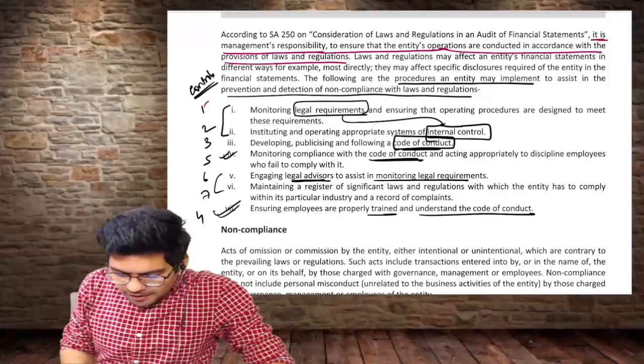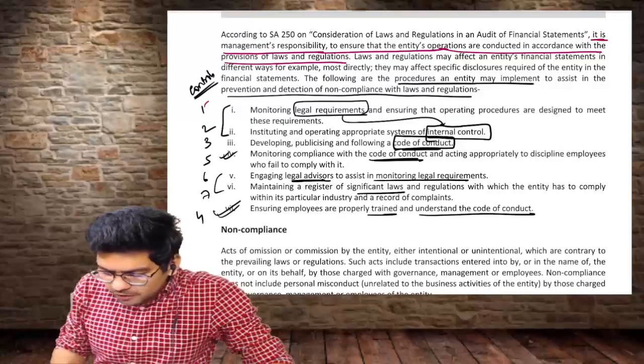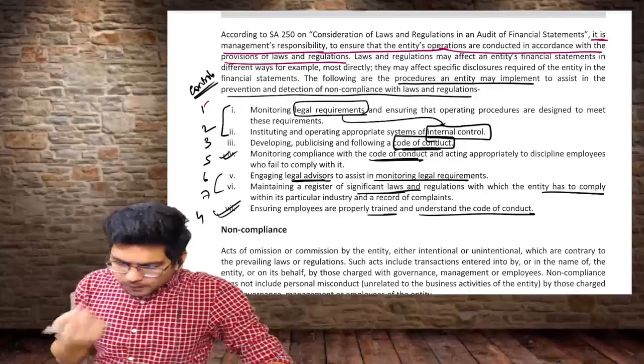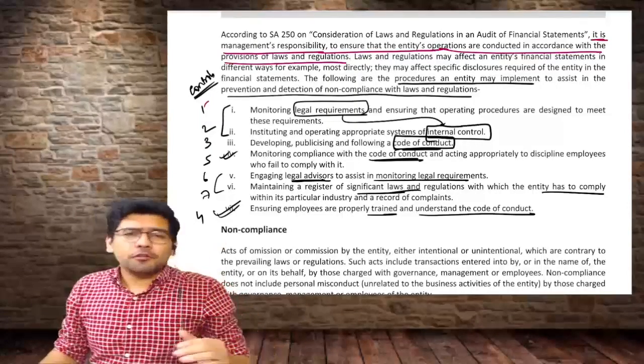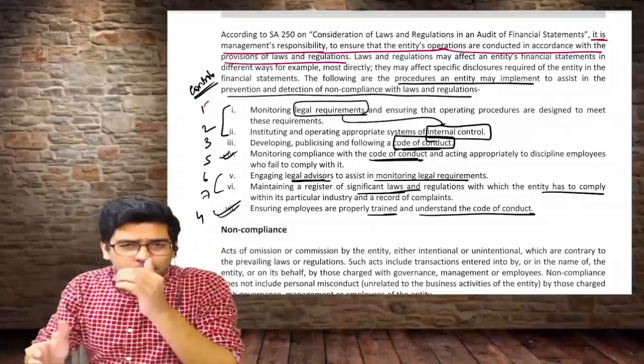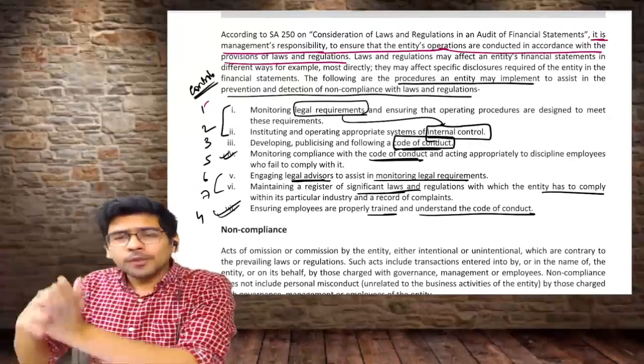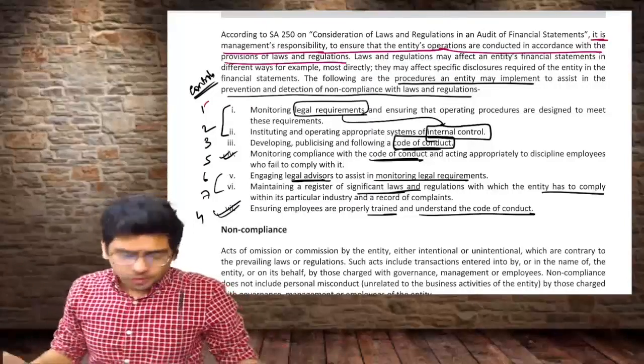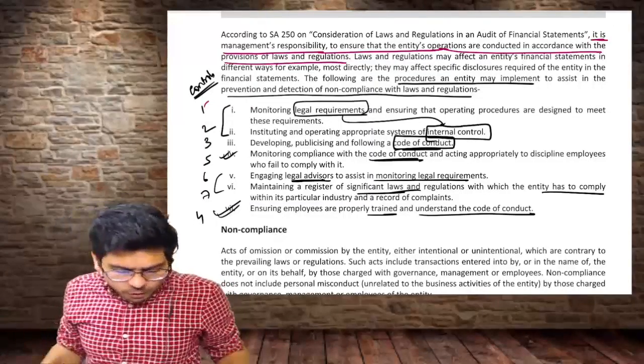And 7, maintain a register of significant laws and regulations with which the entity has to comply. So you can maintain a register of all the laws that are applicable to you, who is in charge of that particular law, who is responsible for ensuring compliance and all. So you can maintain a register. So these are the points that you need to understand.